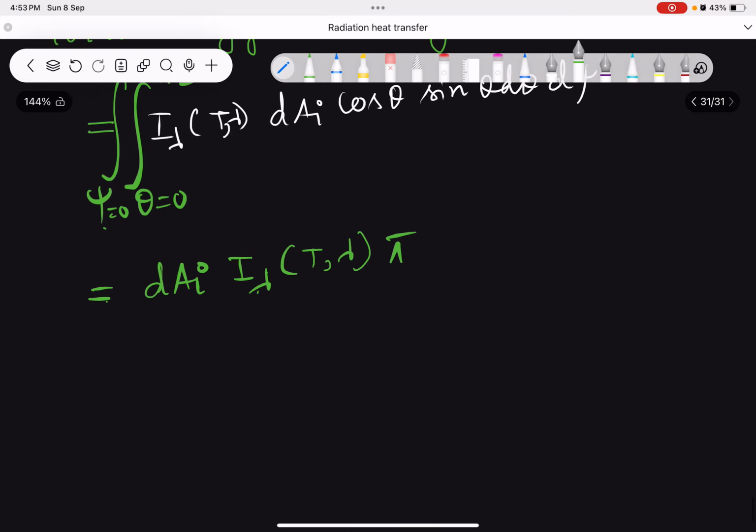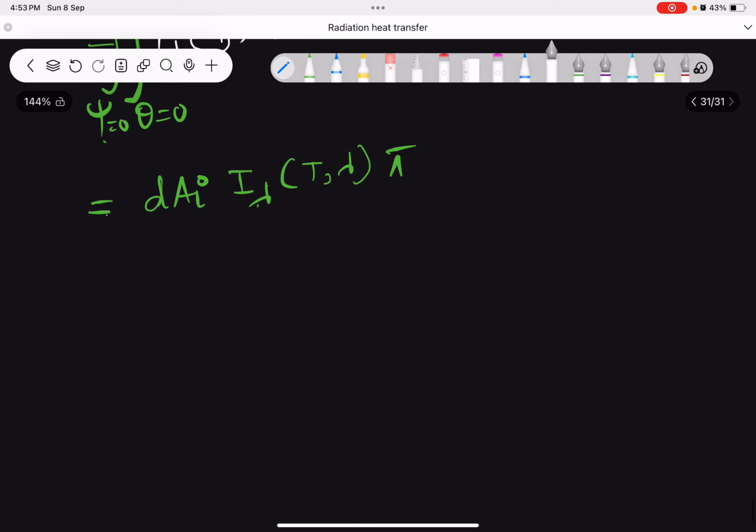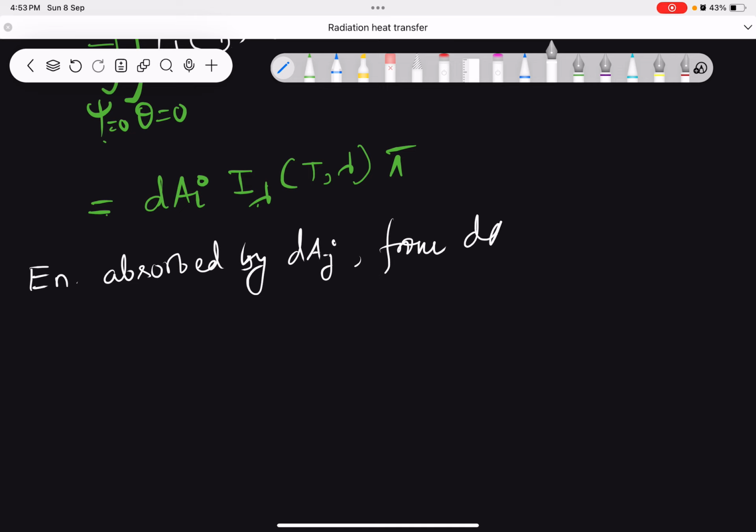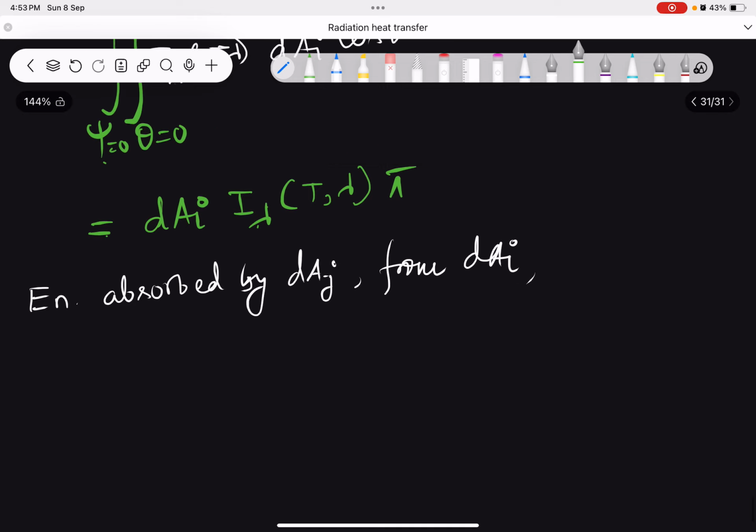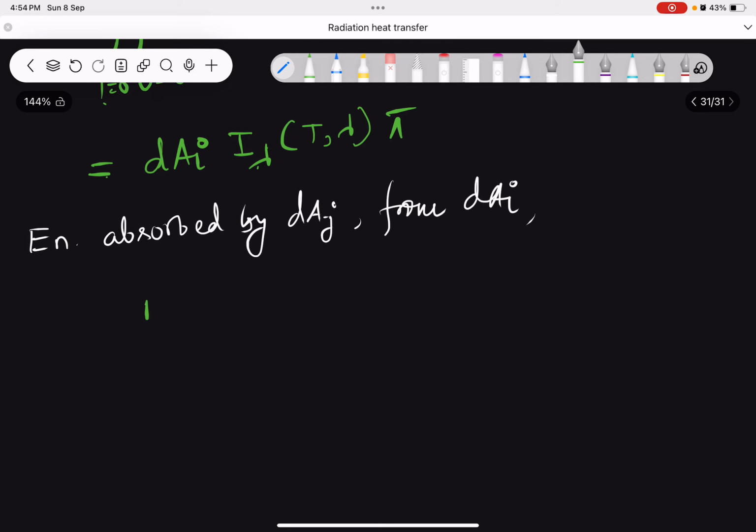And what about the numerator? The numerator would be, see, energy absorbed by dAj from dAi. Okay, so let us first do it for the single radiation ray I. So I is coming from dAi to dAj. Clear?